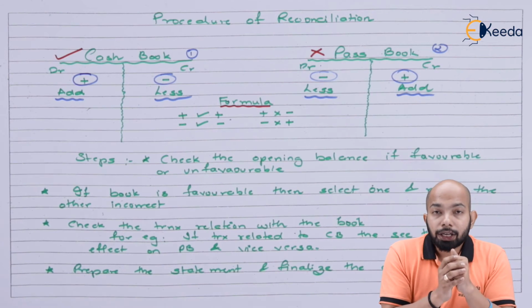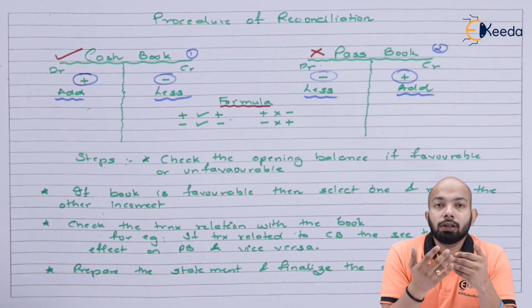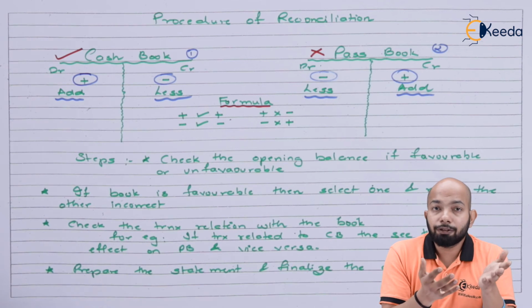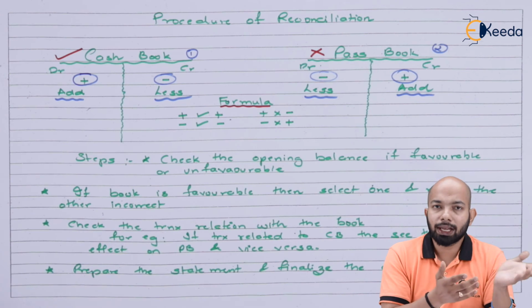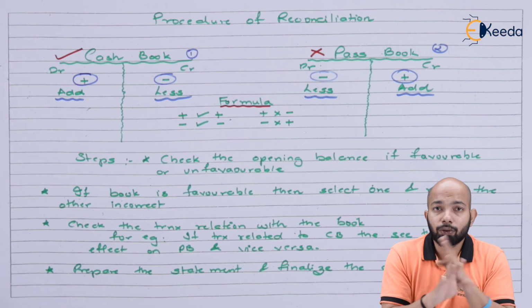Now, make sure, or rather, ask yourself if the cash book is the favorable starting point that has already been given. The favorable book is the cash book. So the cash book is correct, the passbook is incorrect. We have already known this.